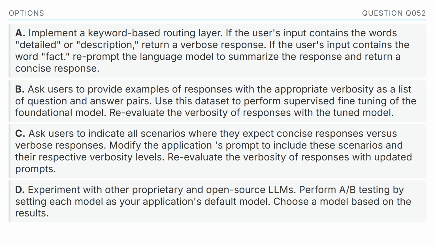Re-evaluate the verbosity of responses with the tuned model. Option C. Ask users to indicate all scenarios where they expect concise responses versus verbose responses. Modify the application's prompt to include these scenarios and their respective verbosity levels. Re-evaluate the verbosity of responses with updated prompts. Option D. Experiment with other proprietary and open-source LLMs. Perform A/B testing by setting each model as your application's default model. Choose a model based on the results.